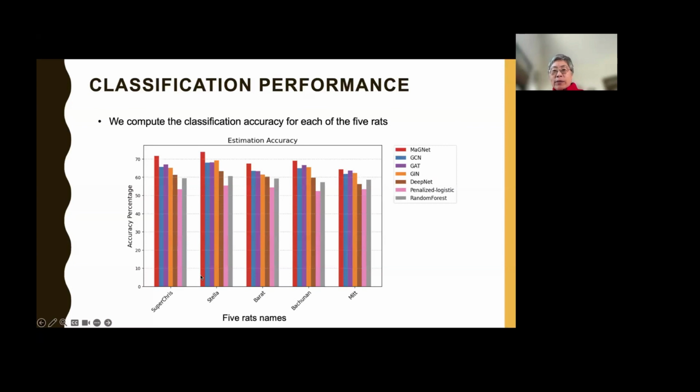For the first one, classification accuracy, again we compare GCN, GAT, GRN, deep nets, penalized logistic regression, and random forest. This is for the 5 rats. There are 5 rats in the experiment, and they each have a name. Super Chris is super smart compared to the other rats and can usually perform better, along with the other 4 rats.